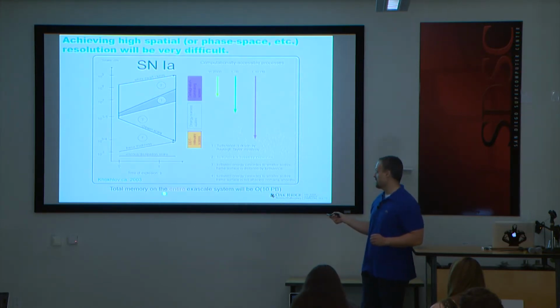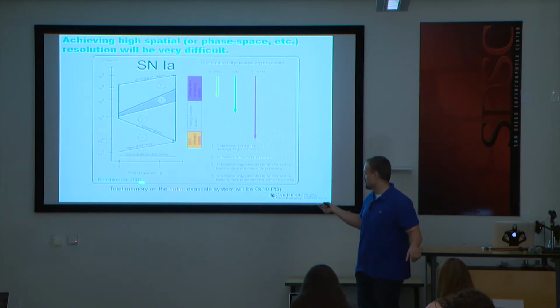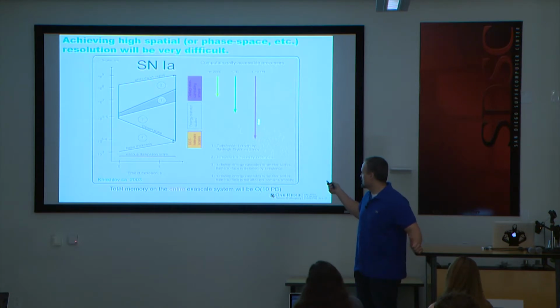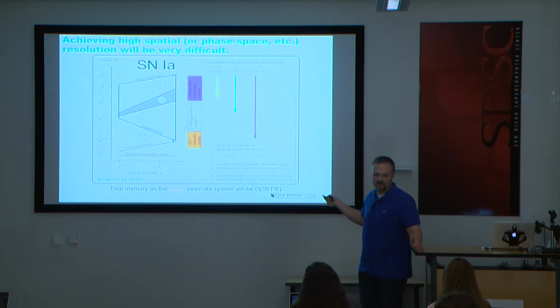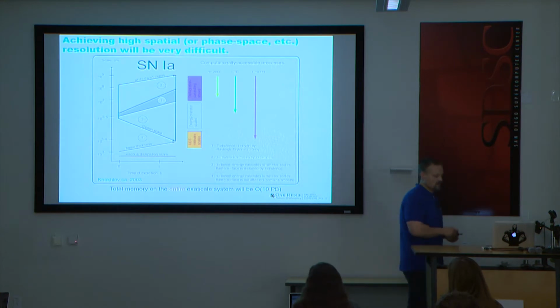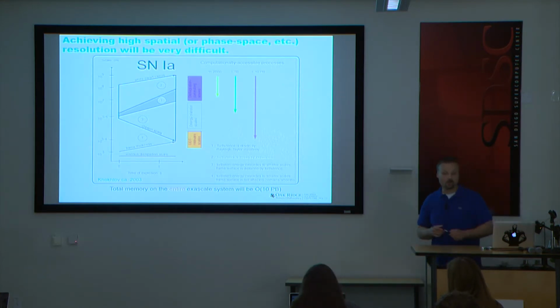So the total memory on the entire exascale system is probably only about 10 petabytes, and this is a figure due to Alexei Khokhlov, where he says that it'd be good if you could figure out when a deflagration to detonation transition might happen in a type 1A supernova, but it's going to take at least 10 petabytes to do it, and you're just barely touching it then. So you'd have to do a big simulation all over, and you're probably not going to go beyond this. So memory is going to be a big problem.